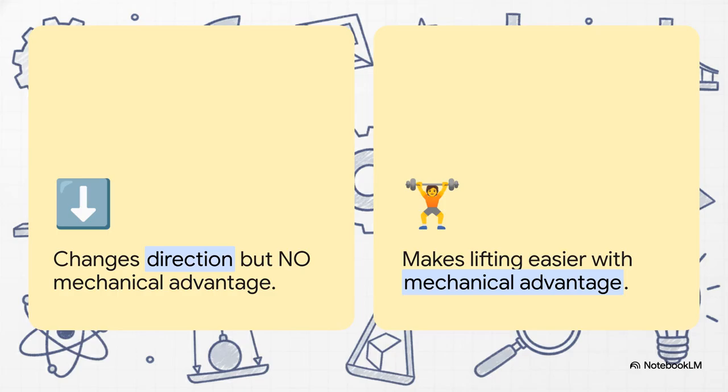Question 13 asks about a single fixed pulley. Does it give mechanical advantage? Surprisingly, no. A single fixed pulley brilliantly changes our pulling direction, so we can pull down using our body weight to lift something up, but it grants 0 mechanical advantage.